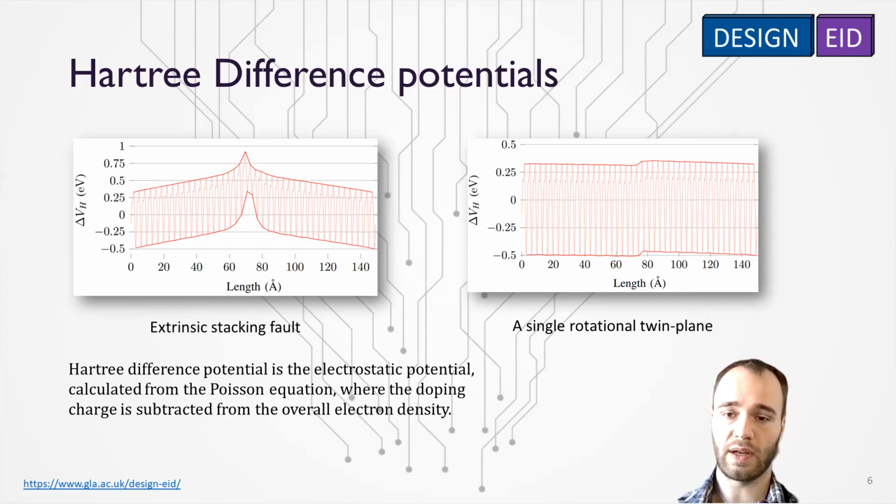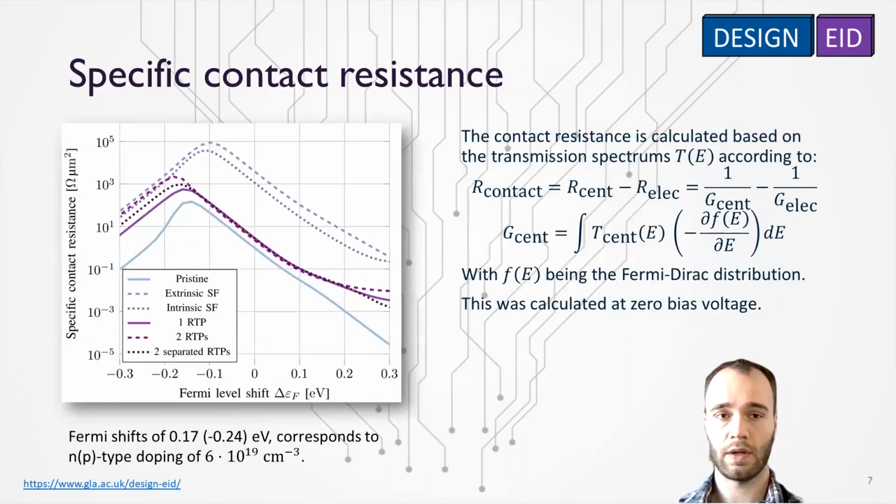When you look at these, you see that the RTP only causes a small perturbance in the potential, and we therefore don't expect a big difference in electrical properties from this kind of defect. On the other hand, the stacking fault caused a huge potential barrier to form, which should severely hinder electron transport across this direction.